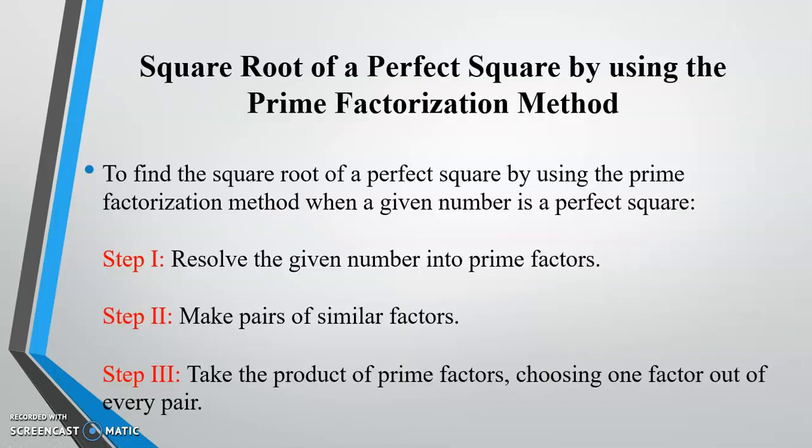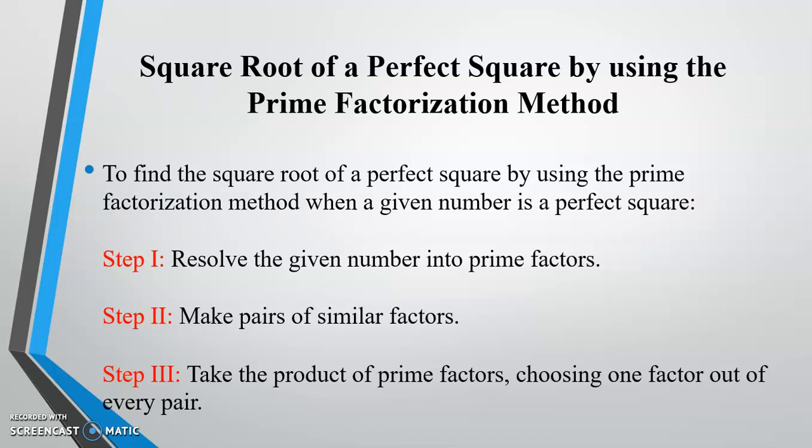Now, going to another method. This method requires us to find the square root of perfect squares using prime factorization. It is usually used when the number is large and when it is a perfect square. Now there are 3 steps involved.